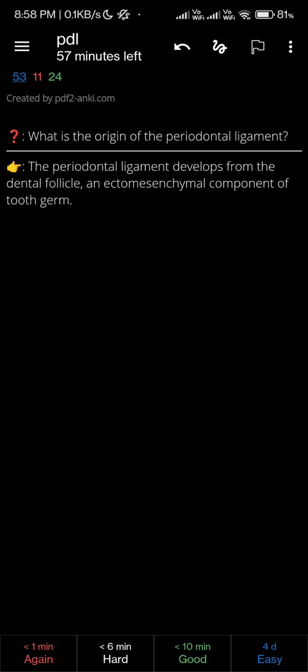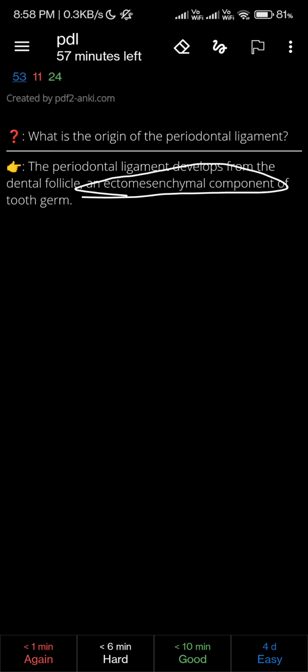What is the origin of the periodontal ligament? Dental follicle, an ectomesenchymal component of the tooth germ.